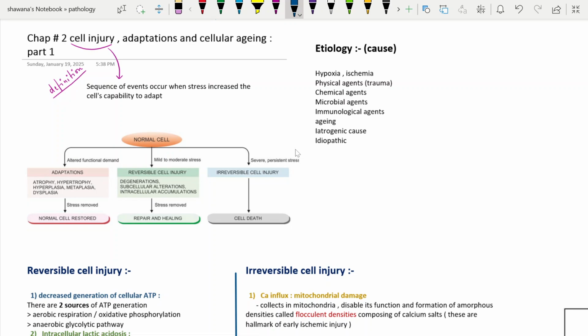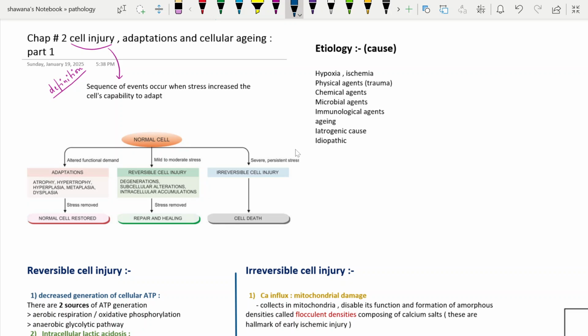Everybody, and today we'll start with a pathology series. The book I have recommended is the Harsh Mohan. It's, I think, 13th edition. Yes, and I have made notes out of it.